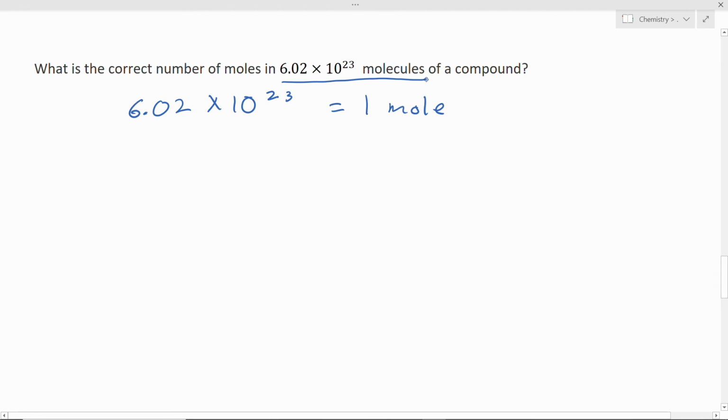So this is just 1 mole. And vice versa, we can say that 1 mole is this many molecules.